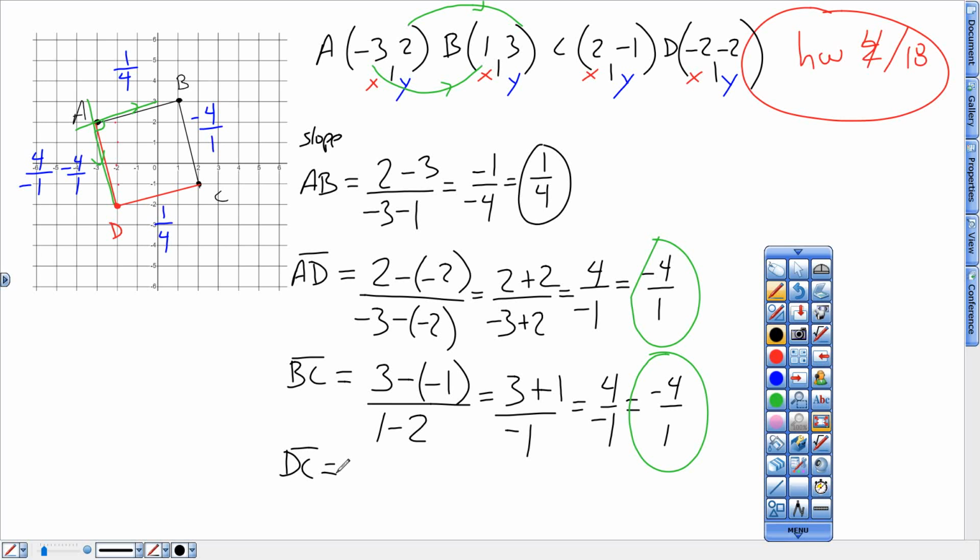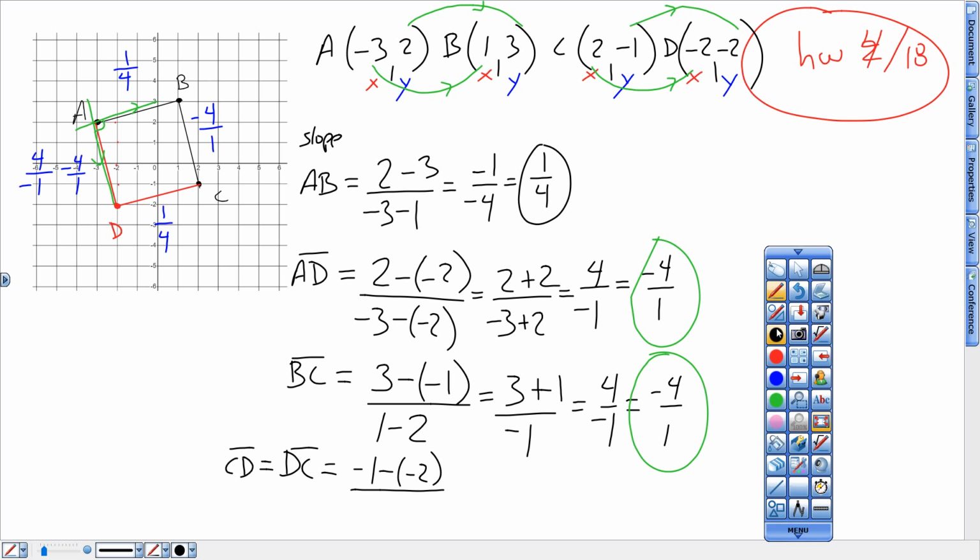I'm going to do CD, really. Doesn't really matter. I'm going to do CD. So I'm going to do negative 1 minus 2 for CD. Negative 1 minus 2. I'm doing this pair right here, left to right. And then I'm doing this pair on the bottom.